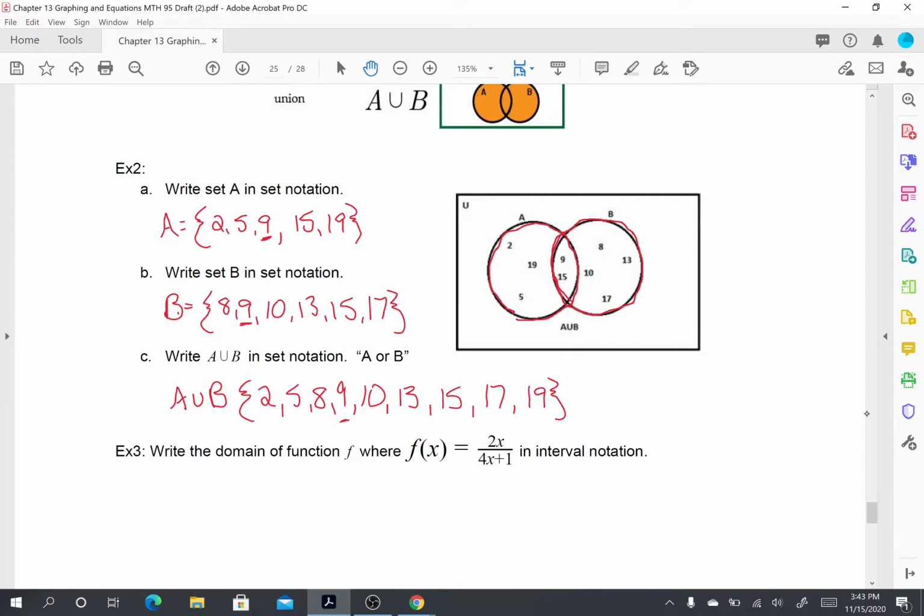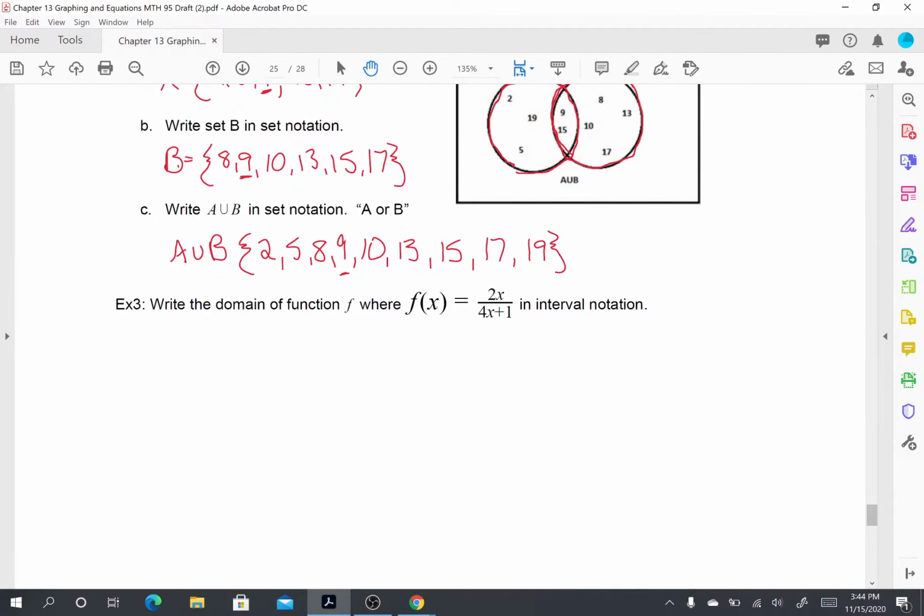Example 3. Write the domain of the function f, where f of x equals 2x over 4x plus 1, and write that in interval notation. So we'll start with the idea that the domain can be any real numbers from negative infinity to infinity. And in this case, the only place where I would have an issue would be when my denominator equaled 0. So what I'm going to do is set my denominator equal to 0 and solve.